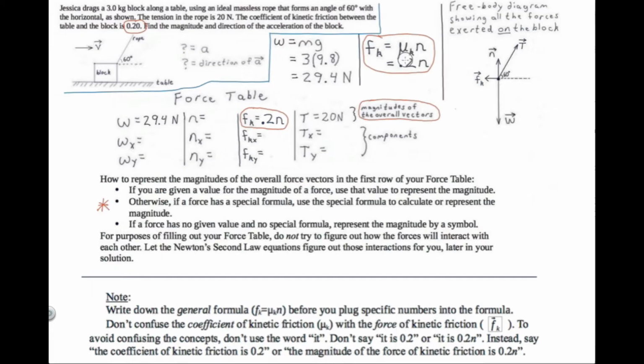The problem tells us that the coefficient of kinetic friction is 0.2, so we substitute 0.2 for mu sub k. We don't know the magnitude of the normal force yet, so we will continue to use the symbol n, written without an arrow on top, to stand for the magnitude of the normal force. So we can represent the magnitude of the kinetic friction force with the mathematical expression 0.2n. We write that mathematical expression here in the first row of our force table.